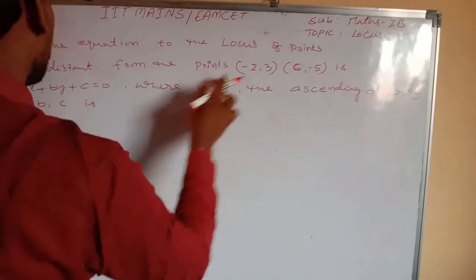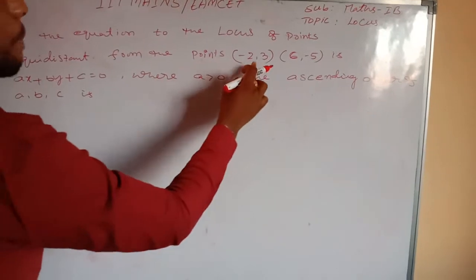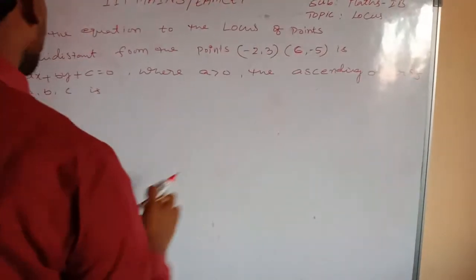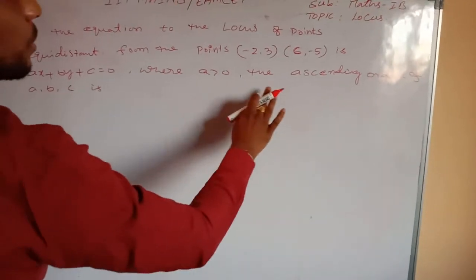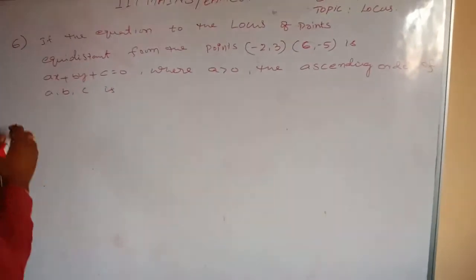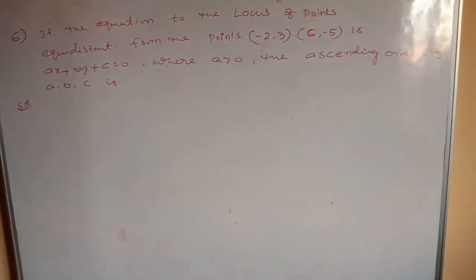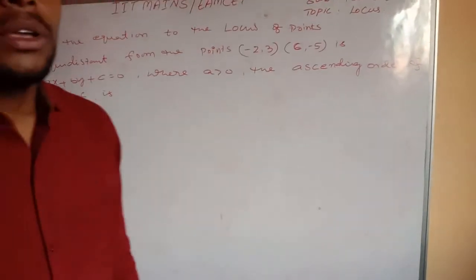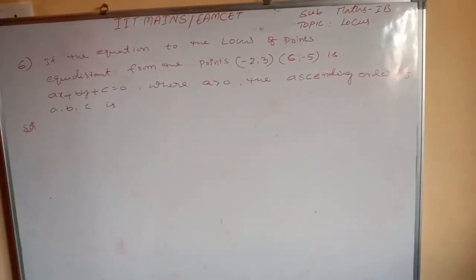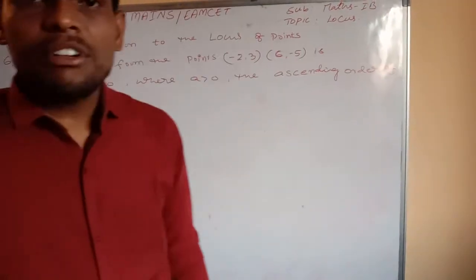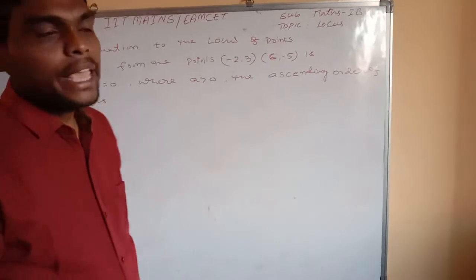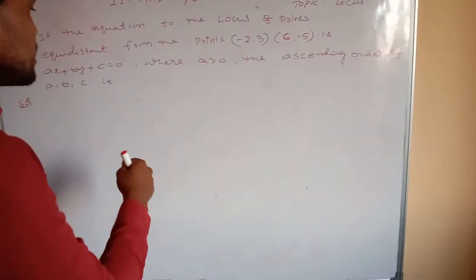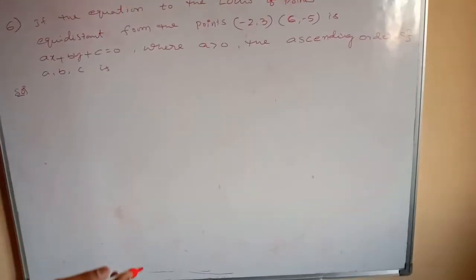The equation to the locus of points equidistant from the points (-2, 3) and (6, -5) is ax plus by plus c is equal to 0, where a is positive. The ascending order of a, b, c is. Now the solution. I already told you, you remember the property. The locus of a point which is equidistant from two fixed points A (x1, y1) and B (x2, y2) is a straight line. That means it is the perpendicular bisector of the line segment AB.